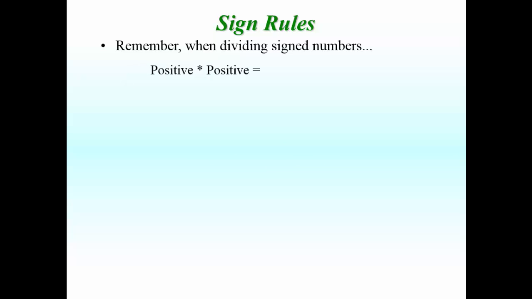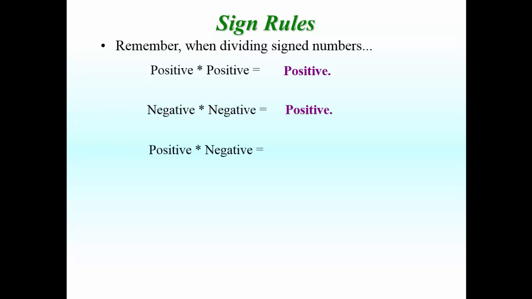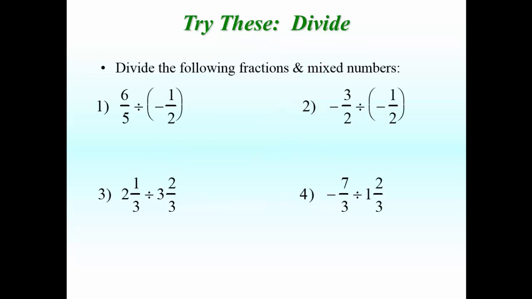Remember the rules for dividing signed numbers. Positive divided by a positive is a positive. Negative divided by a negative is a positive. Positive divided by a negative is a negative. And a negative divided by a positive is a negative. Sorry, those slides should all say divided by. Same exact rules as multiplying signed numbers. If you have the same sign, the result will be positive when you're dividing. And if you have different signs, the result will be negative when you're dividing.